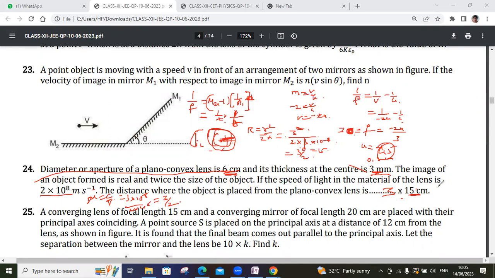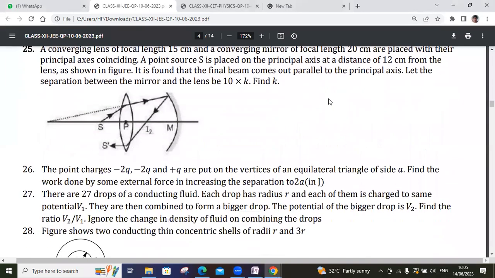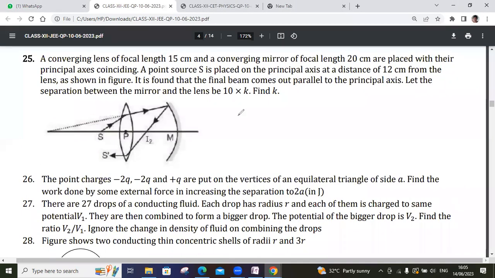Now we will see 25th problem. A converging lens of focal length 15 centimeters and a converging mirror of focal length 20 centimeters are placed with their principal axis coinciding. A point source S is placed on the principal axis at a distance 12 centimeters from lens. It is found that final beam comes parallel to the principal axis.